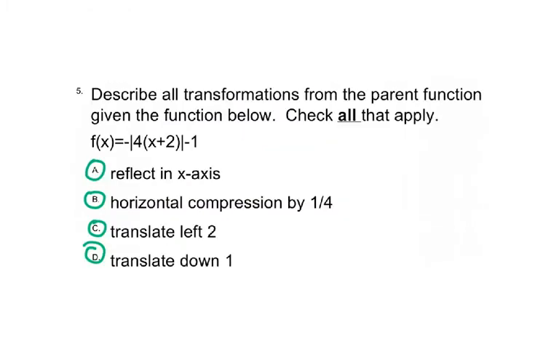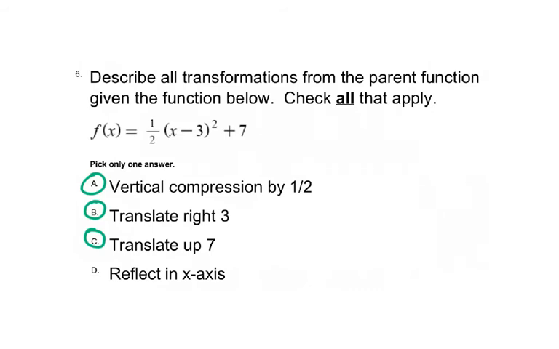Okay, so for this one, describe all transformations from the parent function. Check all that apply. So if you thought this was a multiple choice question and you didn't read the instructions, that's probably why you got it wrong. So right here is my reflection in the x-axis. This is my horizontal compression by 1/4. This plus 2 is my translating to the left. And then that minus 1 is my translating down. So it did have all of them.